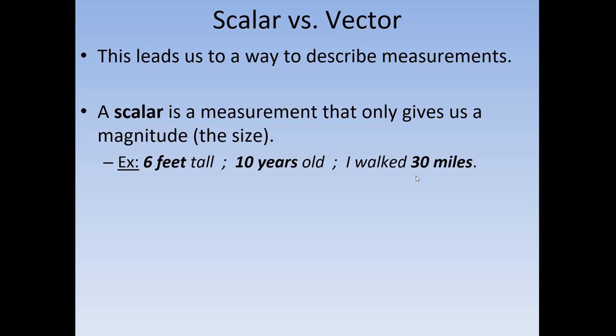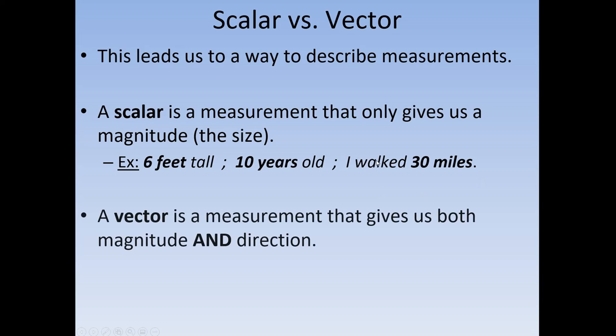So good examples are height. Height is something that's a scalar because you say that you're 6 feet tall. You don't normally say a direction to it. You don't say I'm 6 feet to the right. Age is another scalar because there's only a value. There's no direction. It's 10 years old and that's it. Saying that you walk 30 miles is again a scalar because that's distance.